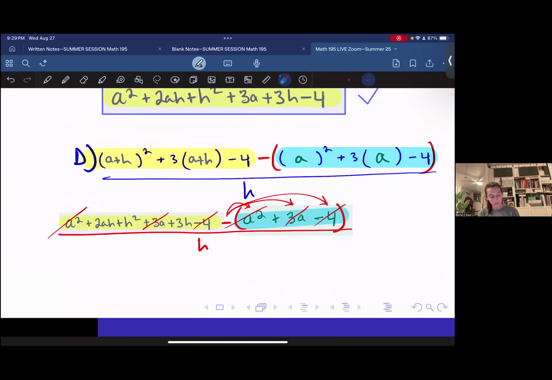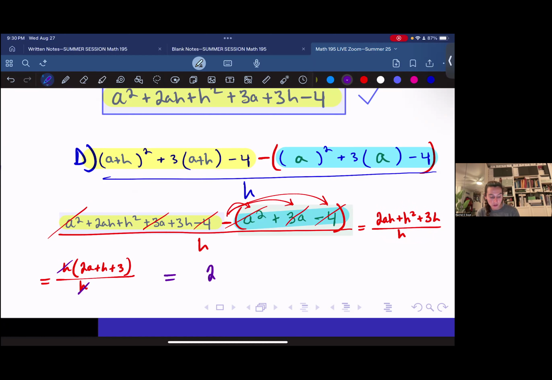And so what are we left with? We're left with 2ah plus h squared plus 3h all over h. Now we can clearly see we can factor out an h from each term in the numerator. And when we do, we're left with 2a plus h plus 3 all over h. H divided by h is just 1. So our final simplified result is just 2a plus h plus 3. And we're done.